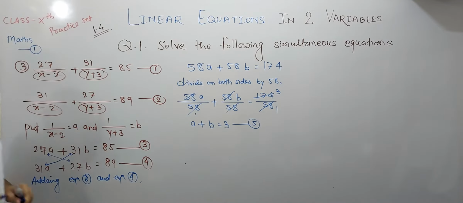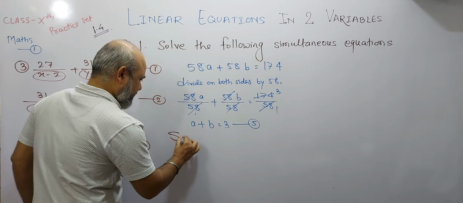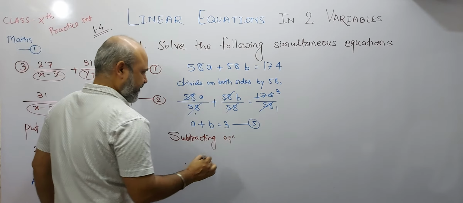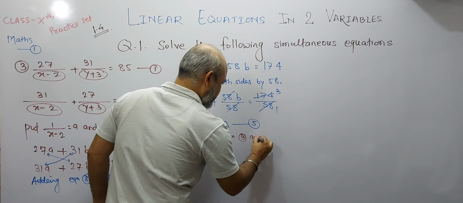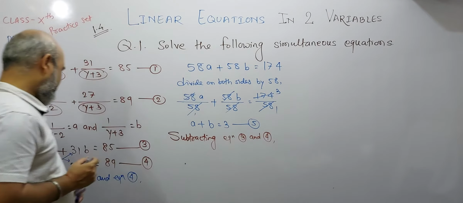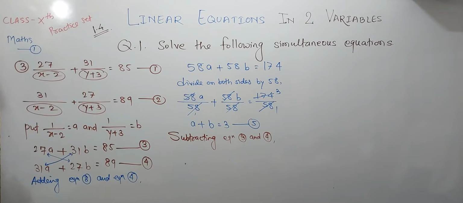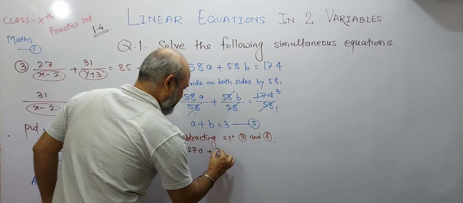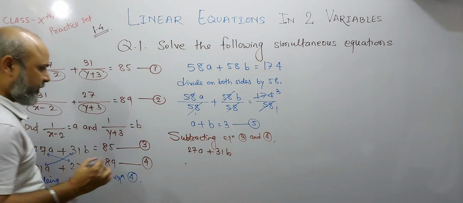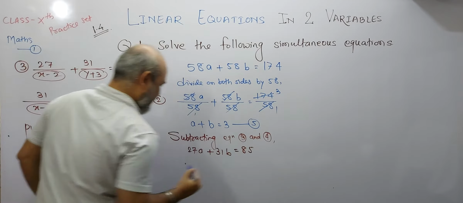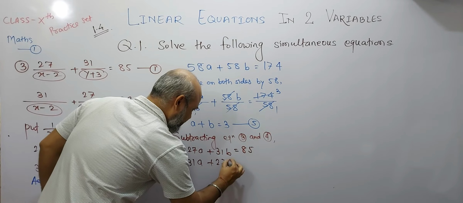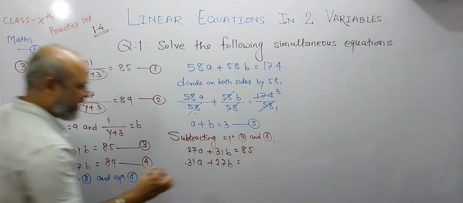So once we add, second time we will subtract. Now second step, subtracting equation 3 and 4. So what is equation 3 and what is equation 4? Just we will write it out. So equation 3 is 27a plus 31b is equal to 85, and equation number 4 is 31a plus 27b, and this is equal to 89.